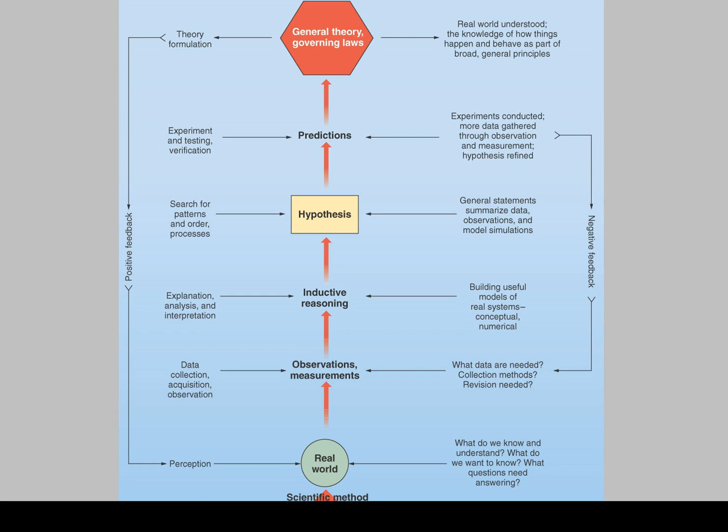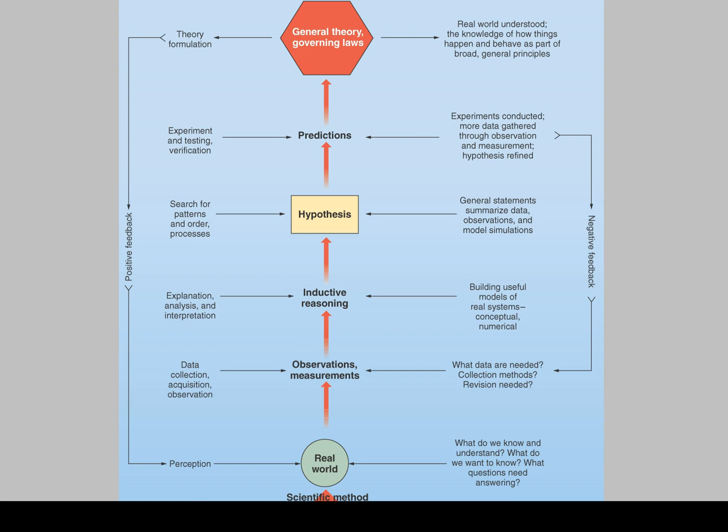From hypotheses, we move on to prediction. Once our experiments are conducted, we need to gather more data through observation and measurements for us to refine our hypotheses. At predictions, we are allowed to experiment, test, and verify.